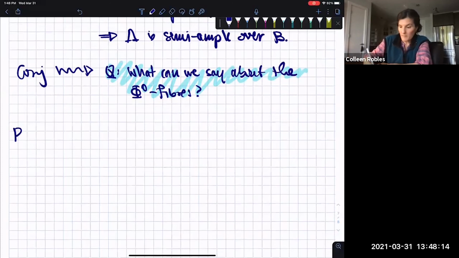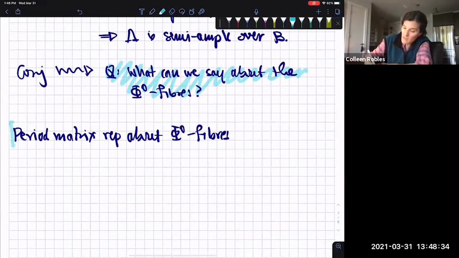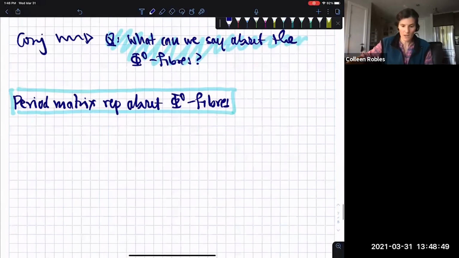So let me tell you what is the first sort of structural result that we can say about them. And so this is a period matrix representation about those phi naught fibers. Okay, so again, those fibers are compact and they're parametrizing extension data for a family of limiting mixed Hodge structures that have all of them the same associated weight graded Hodge structure.